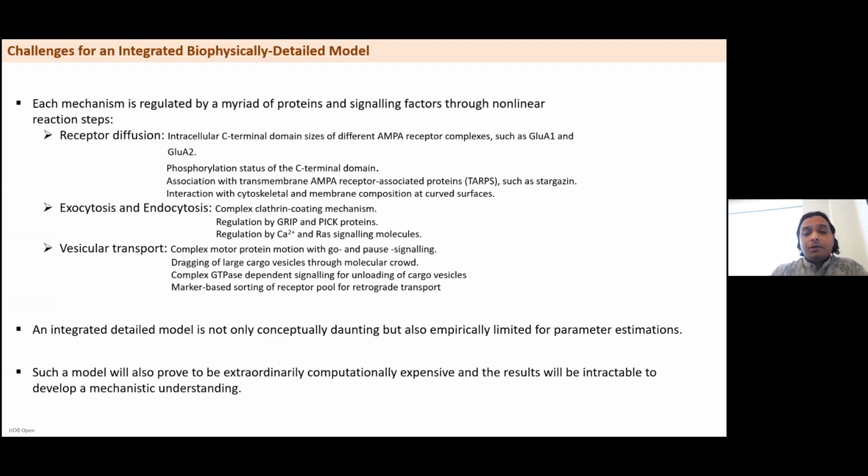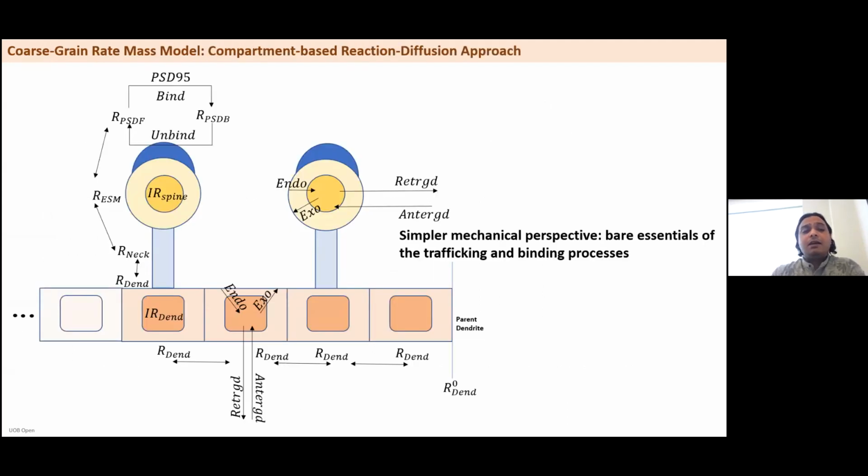And if someone even comes up with such a model some years later, then this will of course prove to be extraordinarily computationally expensive, and it will be difficult to actually develop a mechanistic understanding. So this necessitates a coarse-grained rate model. And here I consider a compartment-based reaction-diffusion approach, where I take a daughter branch coming out from a parent dendrite, and I chop it like a carrot into small compartments.